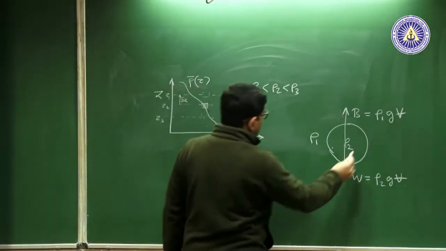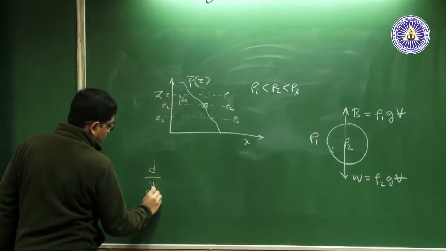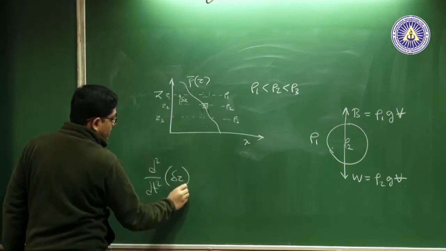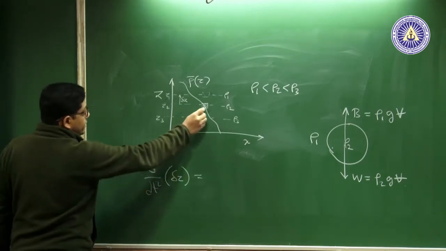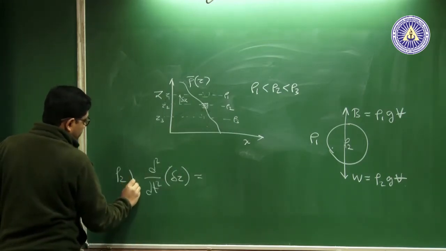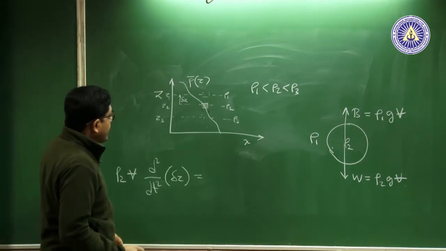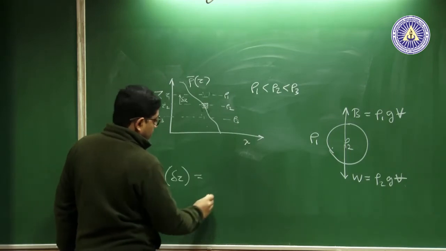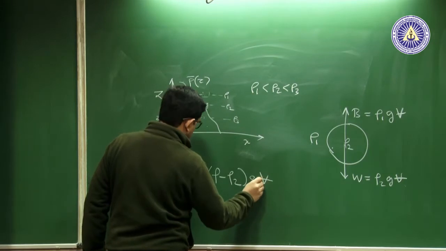Let us simply write Newton's second law. The parcel has been displaced up, so the mass times acceleration becomes rho 2 times V times the acceleration, and the upward force should be (rho 1 minus rho 2) g V.